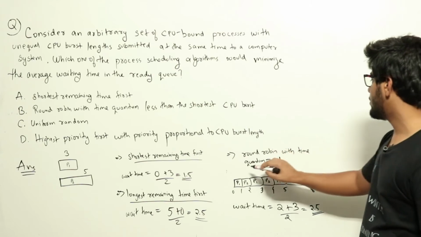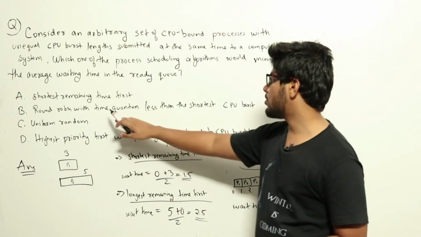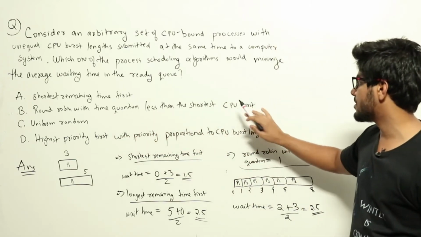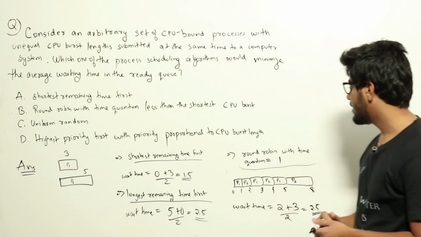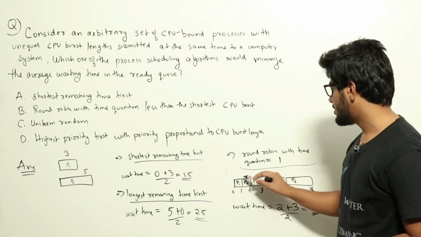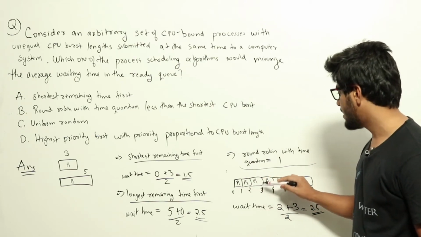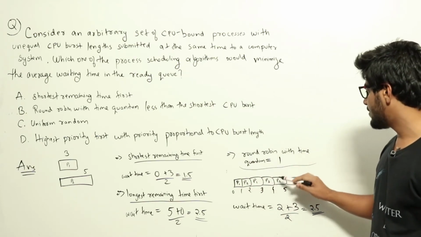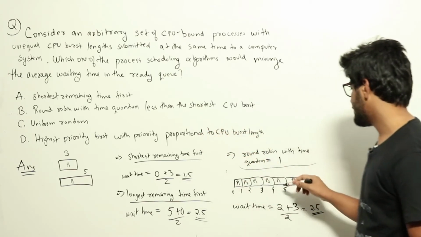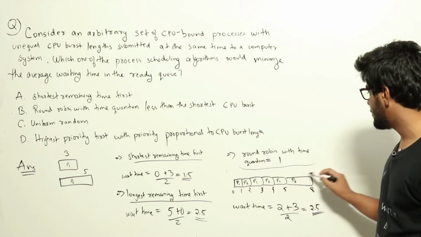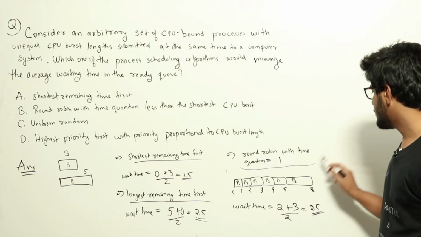Now let us consider the round robin algorithm with time quantum equal to 1. That was given in option B: round robin with time quantum less than the shortest CPU burst. Here the shortest CPU burst is 3. I have chosen a time quantum of 1 which is less than 3. So for the first time quantum P1 will run. After that P2 will run, after that P1 will run, after that P2 will run, after that P1 will run. Now P1 has used up 3 time quanta, meaning P1 will be over now, meaning P2 can run freely after this. So when P1 is over the time was 5, and from 5 to 8 P2 will run freely.